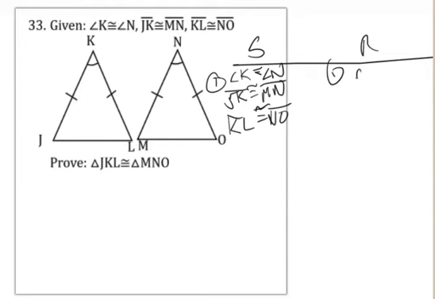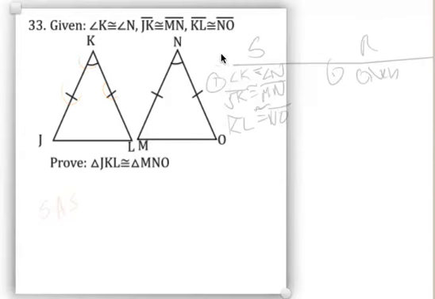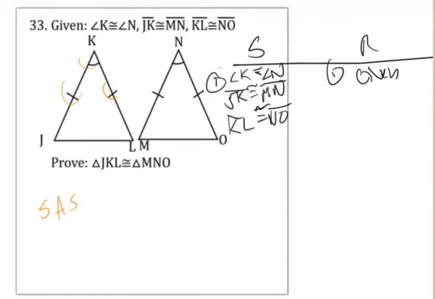Okay, statement 1: given. And what do I have? I have a side, angle, side, SAS. Check this out. The first thing I got is the angle. Then I got a side. And then I got another side. But they're in the right order that I want. Boom. It gave me everything.